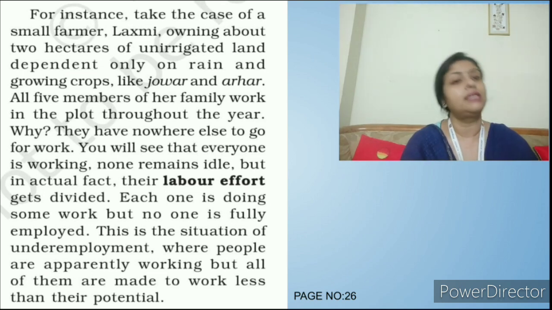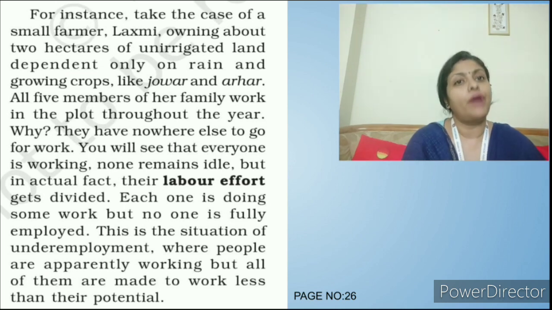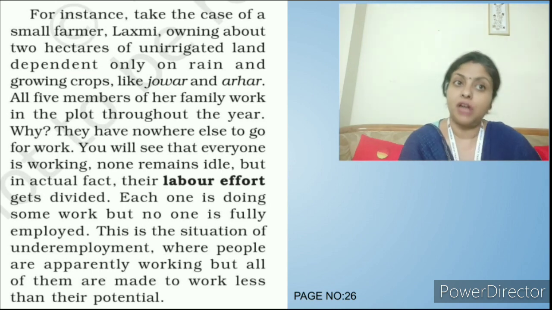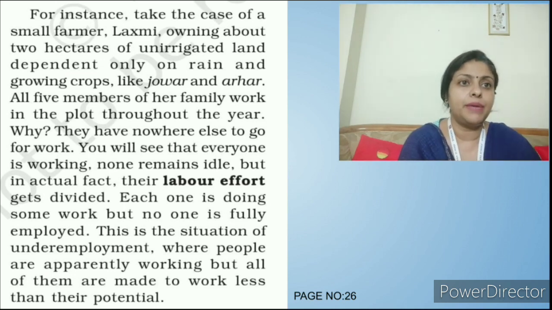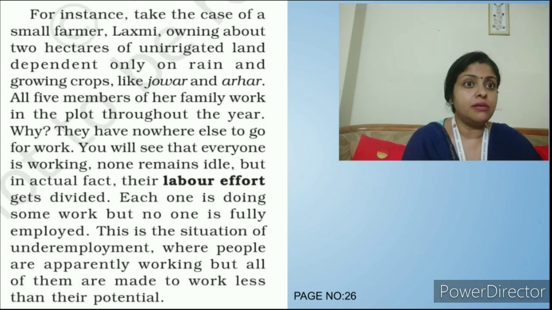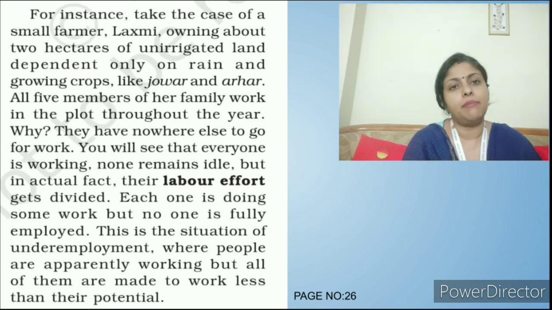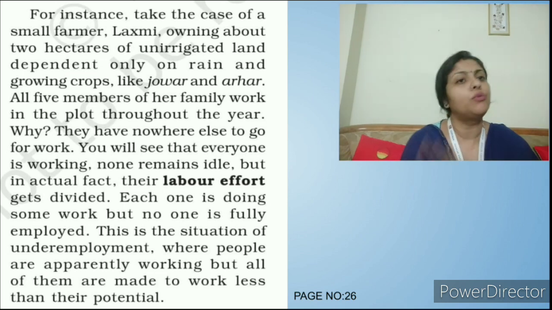Unirrigated does not mean that there is no water in the land. Of course they use water for agricultural purposes, but that is not artificial, that is natural in source. They are dependent on rainfall. Now on this unirrigated land of 2 hectares, she grows jowar and arhar, which is a dal. There are 5 members in her family, and all of them are involved in all kinds of agricultural activities on that particular plot of land throughout the year.